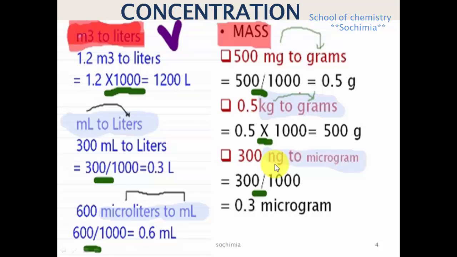Similarly, 300 nanograms, 10 raised to the power minus 9 grams, to micrograms, 10 raised to the power minus 6 grams. Micrograms are bigger than nanograms. How much? 1000 times. So if you want to convert a smaller unit into a bigger unit, you need to divide by 1000 here. So 300 divided by 1000 will give you 0.3 micrograms as the answer here.